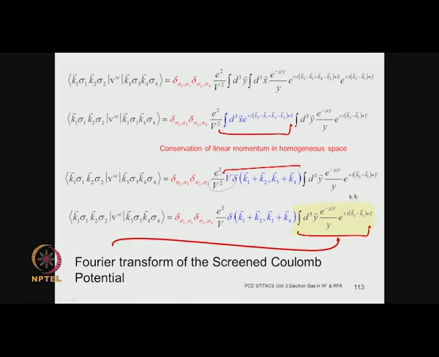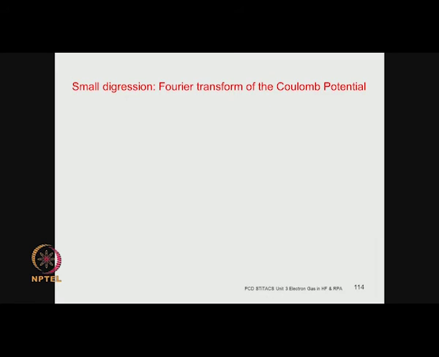And here you see that you have to determine nothing but the Fourier transform of the screen Coulomb potential, and that's something which you would have probably done in your mathematical physics course. Okay, so this is just the Fourier transform of the screen Coulomb potential, and I won't do it in any detail because I assume that you are familiar with this, but I will just show the path of how it is done very quickly without getting into too many details.